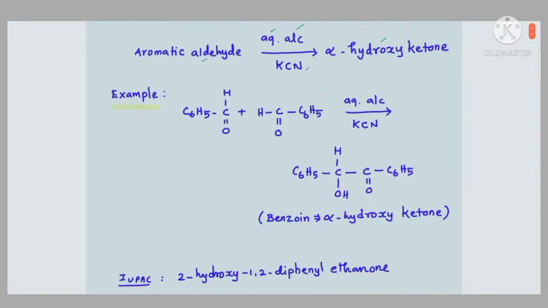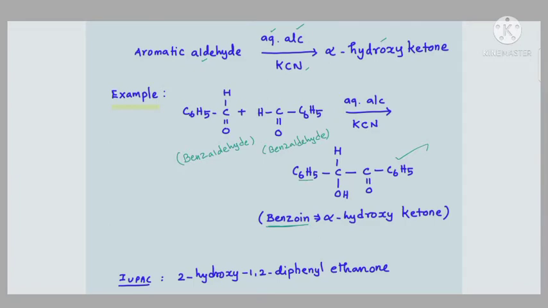Now this is an example for benzoin condensation. This is a compound with formula C6H5CHO, which is nothing but benzaldehyde, an aromatic aldehyde. Now benzaldehyde reacts with another molecule of benzaldehyde. In the presence of aqueous alcoholic KCN, you get a compound like this, which is called benzoin. The product you are getting here is benzoin, which is an alpha hydroxy ketone.